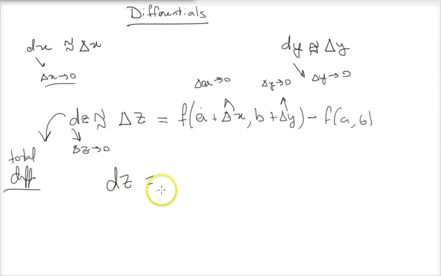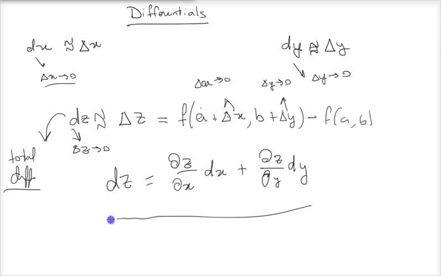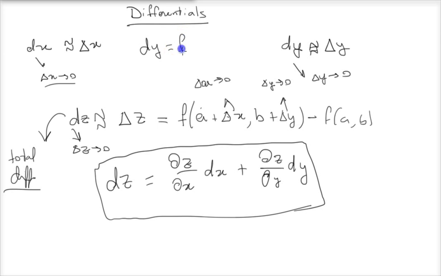that our dz, our total differential, is equal to the partial derivative of z with respect to x times our x differential plus the partial derivative of z with respect to y times our y differential. And that is our total differential. And this kind of makes sense, considering that we can express something similar in single variable calculus: dy is equal to f prime of x dx, like that. Considering that this holds in single variable calculus, this kind of makes sense.